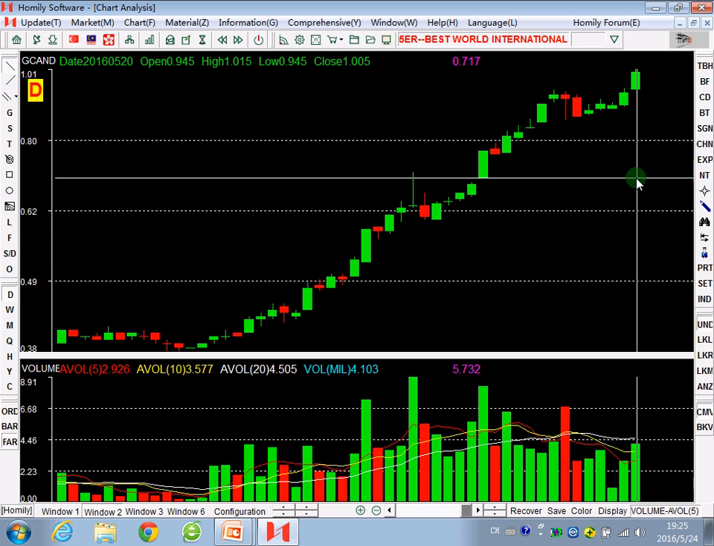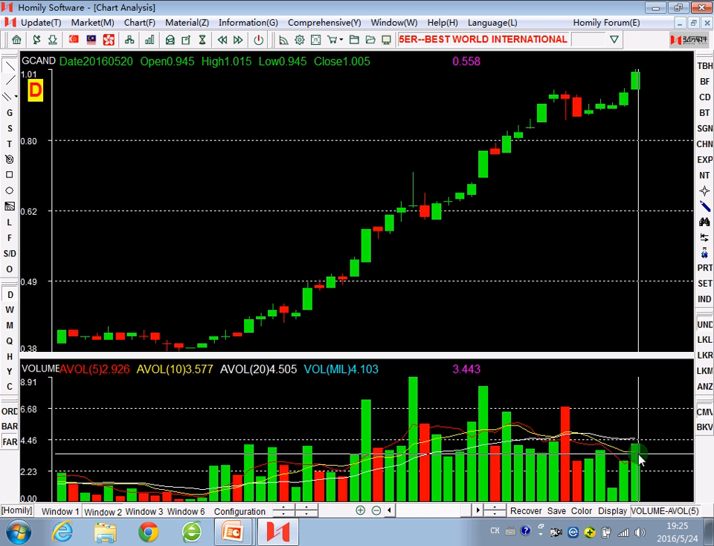So buy or not? On high volume, so buy or not? You can buy, because you should remember this is very important. Pay more attention to the stocks which can create a new high. Okay, because many investors like to buy the stock which is in the downtrend.